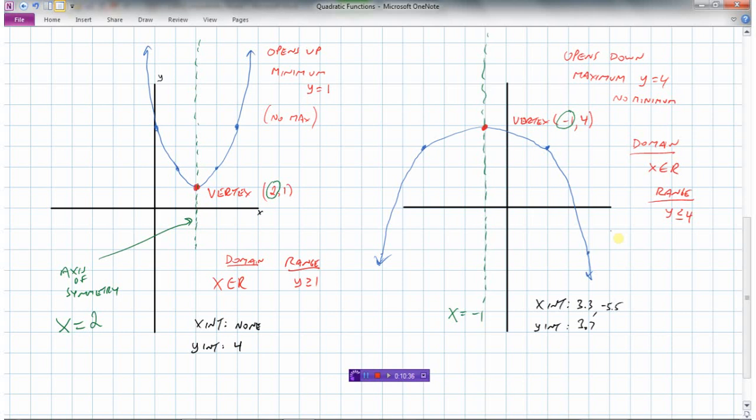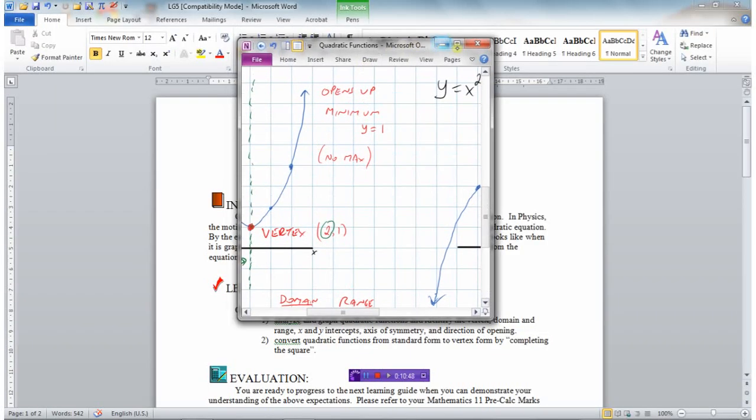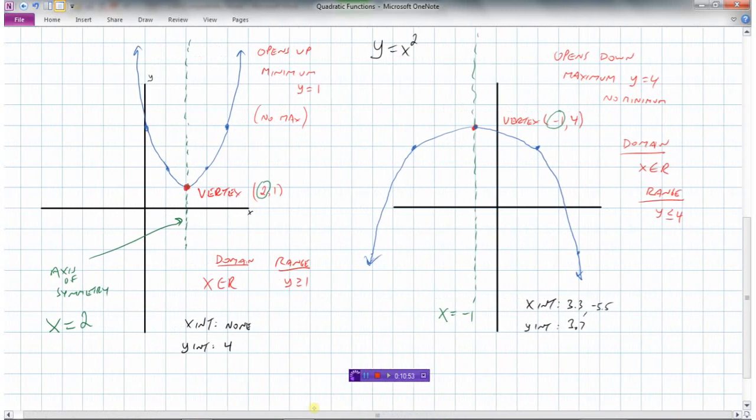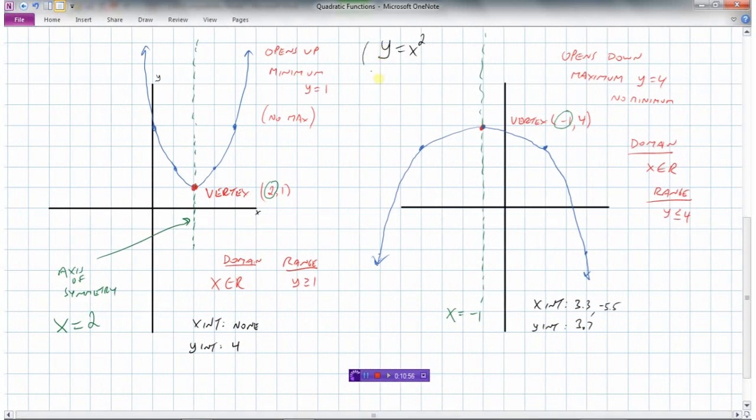So what we'll investigate now is, what do we have to do to that original graph? Remember the original one that we did, y equals x squared? What do we have to do to this equation y equals x squared to get these graphs moving all over the place and flipping up and down, opening up, opening down? This one's kind of skinny, this one's a little bit wider. Let's investigate what we can do to that equation to produce some of these different graphs.